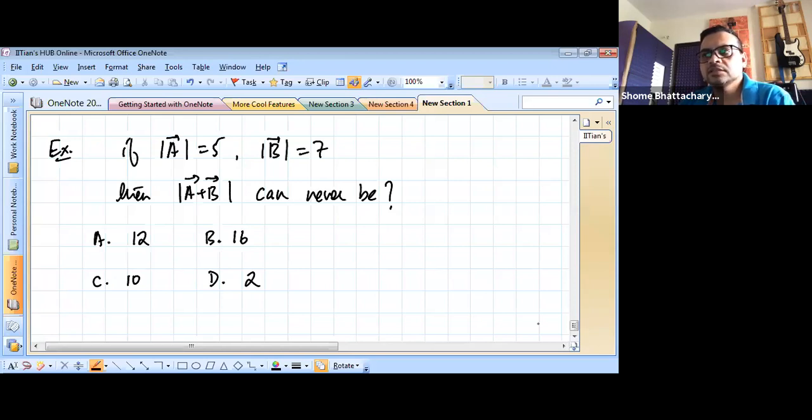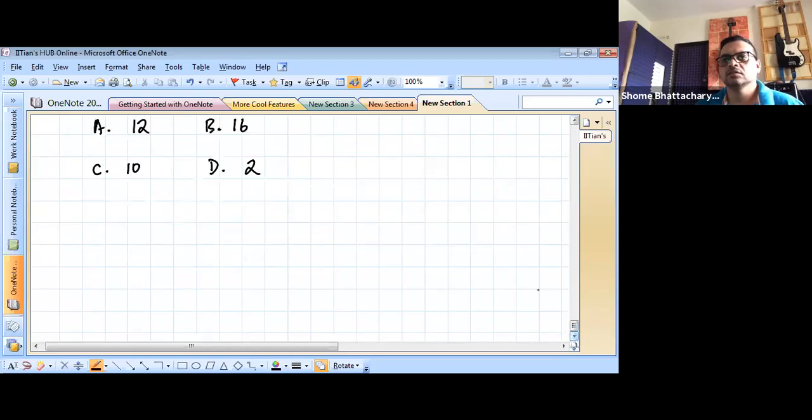So which should be the correct answer now? Yes, correct. Akshat, your answer is correct. No, C can be possible, Rimjhim. C and D both can be there. The one it cannot be is 16. Yes, Prince correct.